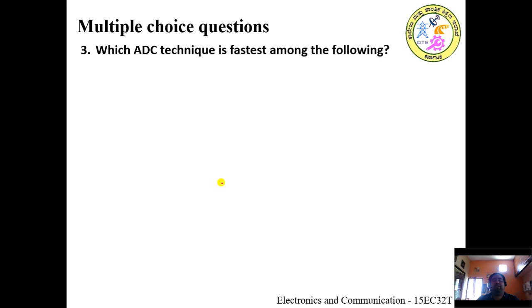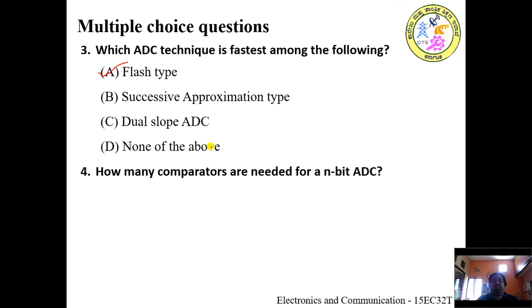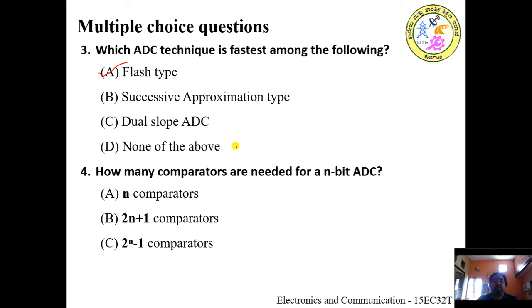The third one is, which ADC technique is fastest among the following? The first one is flash type, second one is successive approximation type, dual slope type, and none of the above. Obviously the answer would be the first one, flash type. How many comparators are needed for an n-bit ADC? First option, n comparators, 2n plus 1 comparators, 2 to the power of n minus 1 comparators, and none of the above. The answer will be 2 to the power of n minus 1 comparators.